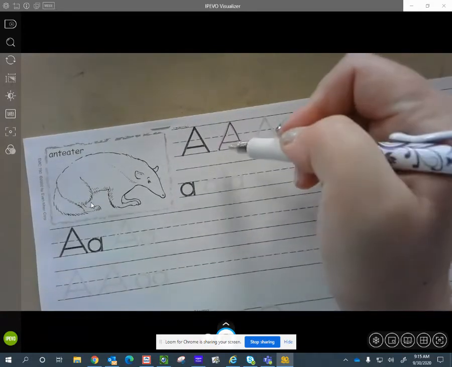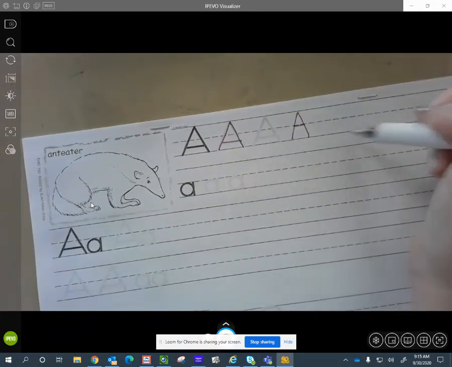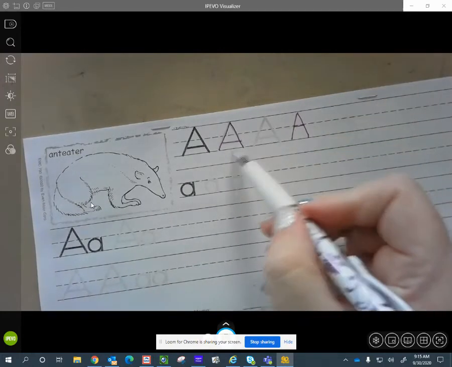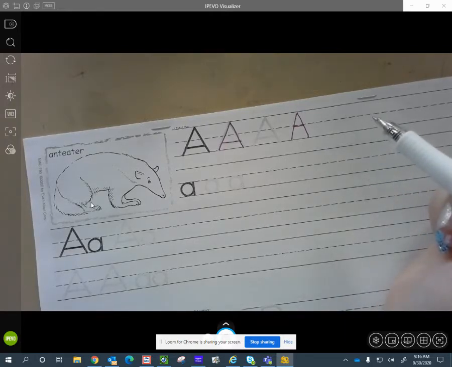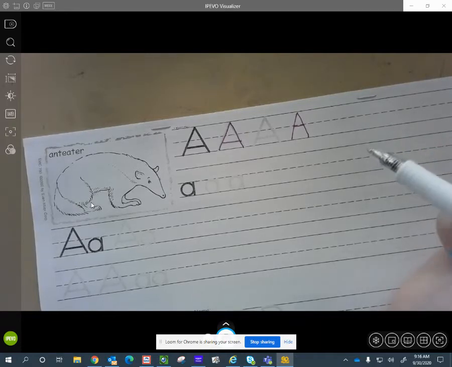I want you just to trace these 2 and then write 3 more. So trace 2 and 3 more. How many capital A's are we going to do? 3. Trace 2, 3 more, that's 5 A's. Please do not sit in a race if you started ahead of time. Don't waste your race or your time, okay?